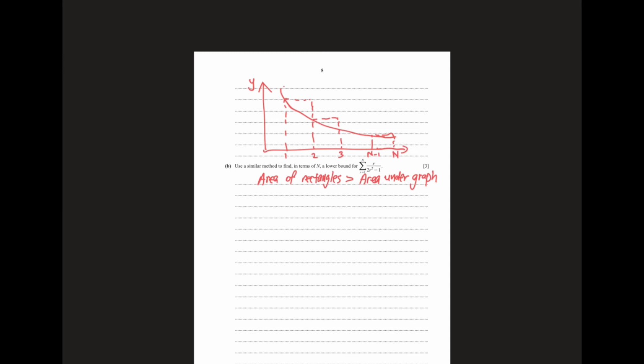So remember that this curve has equation x over 2x squared minus 1. So to find area 1, I need to substitute 1 into here, and I get 1 over 1, and that ends up with just 1. Okay, so area 1 is 1. Area 2 is going to be similar to just now. I get 2 over 7.